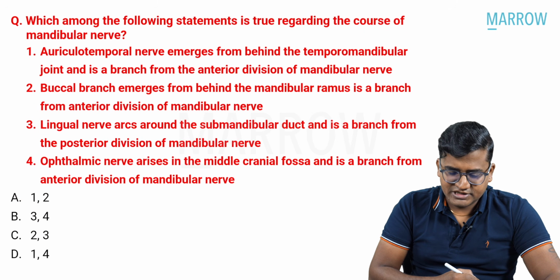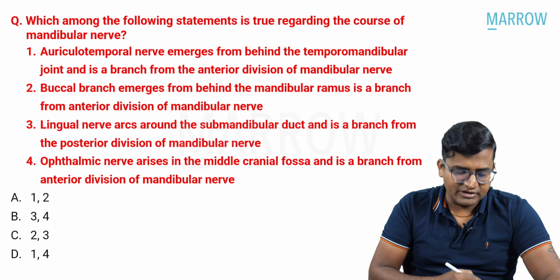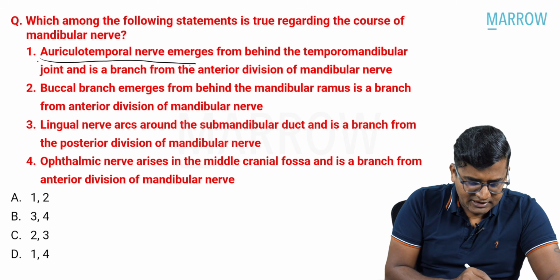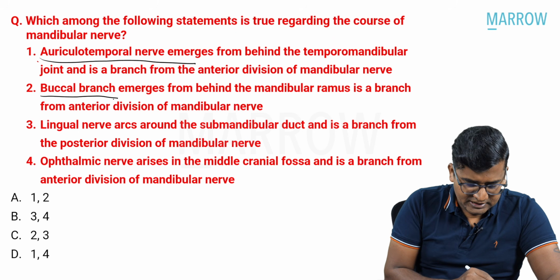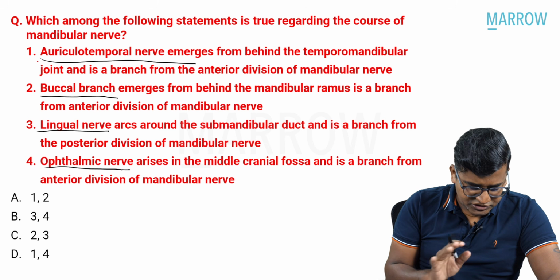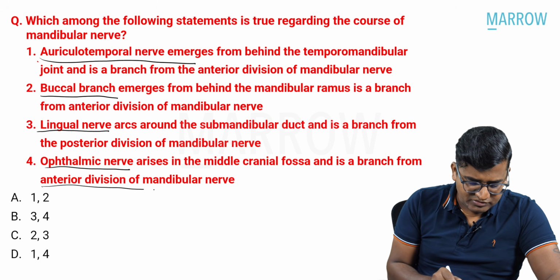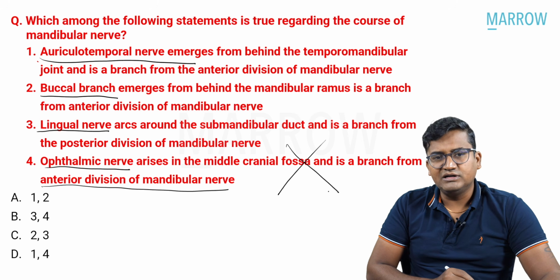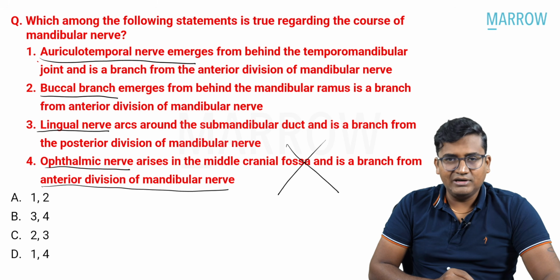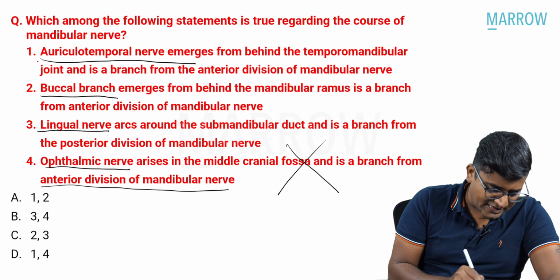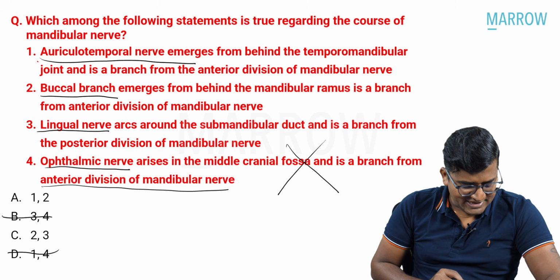Which of the following statements is true regarding the course of the mandibular nerve? They are asking about the auriculotemporal nerve, the buccal nerve, the lingual nerve and the ophthalmic nerve. One thing is sure: the ophthalmic nerve arises in the middle cranial fossa, and the statement that it is a branch from the anterior division of the mandibular nerve is wrong. The ophthalmic nerve does not come from the mandibular nerve; it is a direct branch of the trigeminal nerve. So option 4 is not the answer. You have to eliminate 4. Now we have options A and C, 1 and 2, 2 and 3.